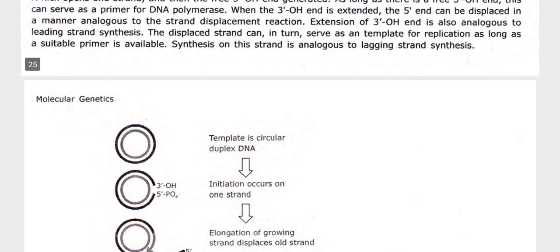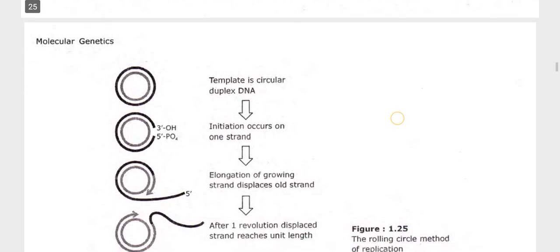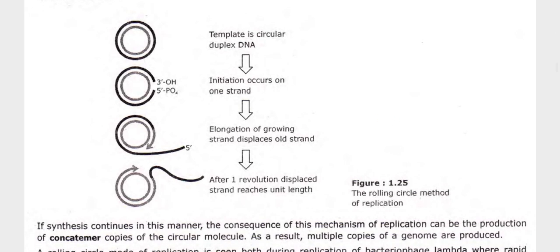The displaced strand can in turn serve as a template for replication as long as a suitable primer is available. Synthesis on this strand is analogous to lagging strand synthesis. The template is circular duplex DNA. Initiation occurs on one strand. Elongation of the growing strand displaces the old strand. After one revolution, the displaced strand reaches unit length. This is the rolling circle method of replication.